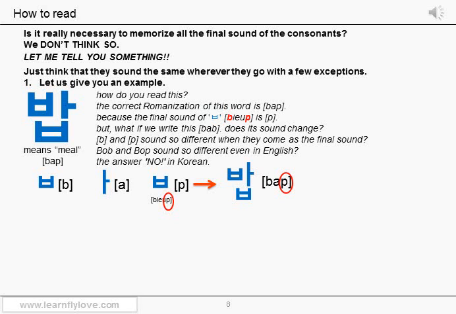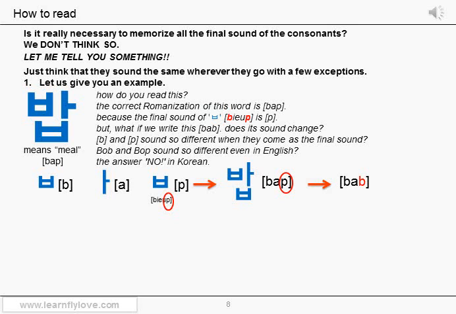Okay, let's get back to the learning materials. What if we spell this word B-A-B, bap, in romanization instead of B-A-P, bap? Does it sound different? B and P sound so different when they come as the final sound. Bob, B-O-B, and bop, B-O-P, sound so different even in English. The answer is no in Korean.